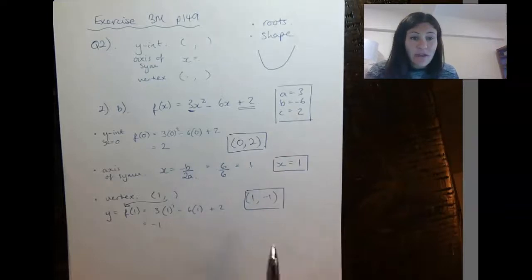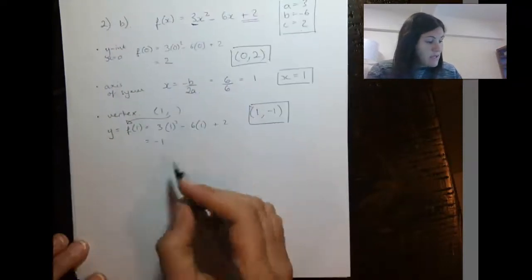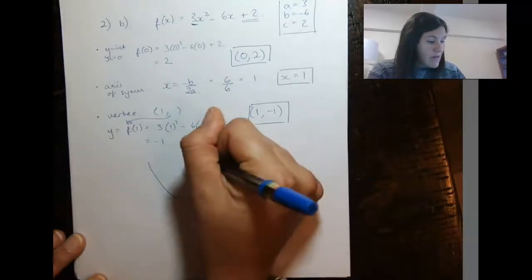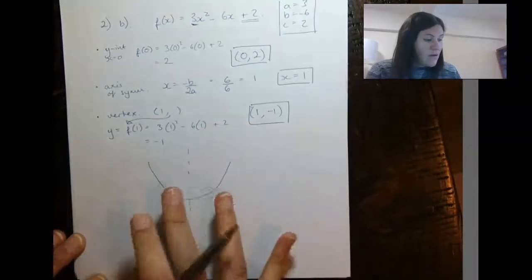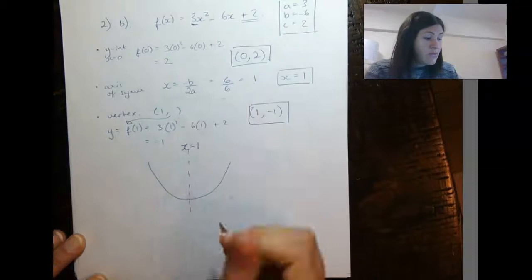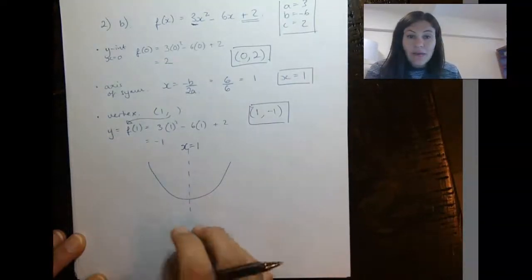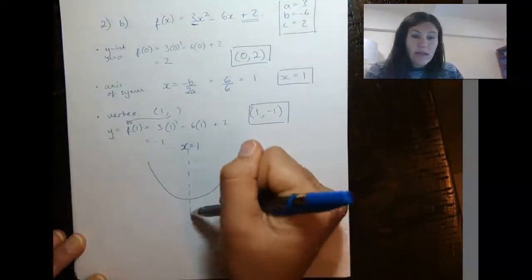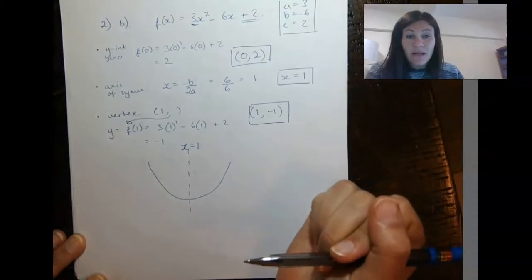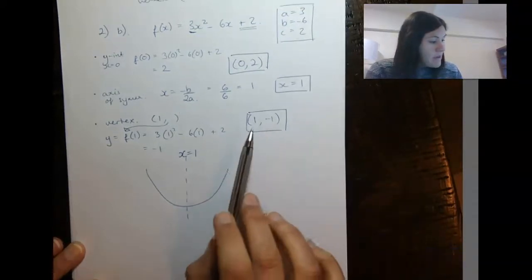Some other connections are that the axis of symmetry is always going to be halfway between the roots. So if you know the roots, you can add them together and divide by 2 to get the x value for the axis of symmetry. All right, what else do I know?